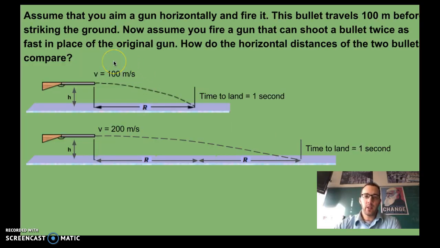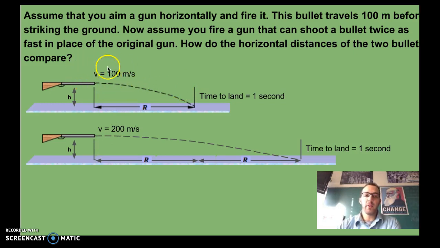Assume that we have two guns. One fires a bullet with 100 meters per second of speed. The other one fires it with 200 meters per second of speed, or just one fires twice as fast as the other. How do the horizontal distances that they travel compare to one another? Well, we know that the horizontal speed of a projectile has no effect on the vertical movement of that projectile. What that means is that if the gun is set up at a particular height h, which means it's going to take 1 second for the projectile to leave the gun and get to the ground, for both objects, they're both going to have that 1 second of flight time before they hit the ground.